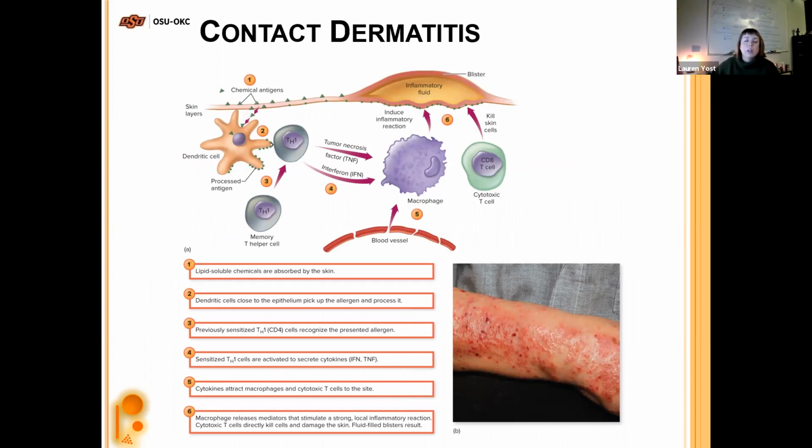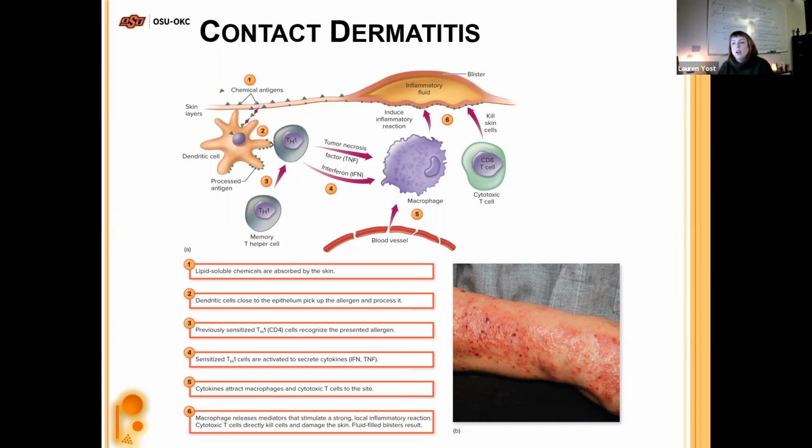So this is just explaining what happens in contact dermatitis. We get exposed to, let's say, poison ivy. We have lipid soluble chemicals absorbed by the skin. Poison ivy oils are absorbed into the skin. Then the dendritic cells, which are specialized monocytes that have adapted to live in the skin, are phagocytes. They come into the epithelium, they pick up the allergen, they process it.